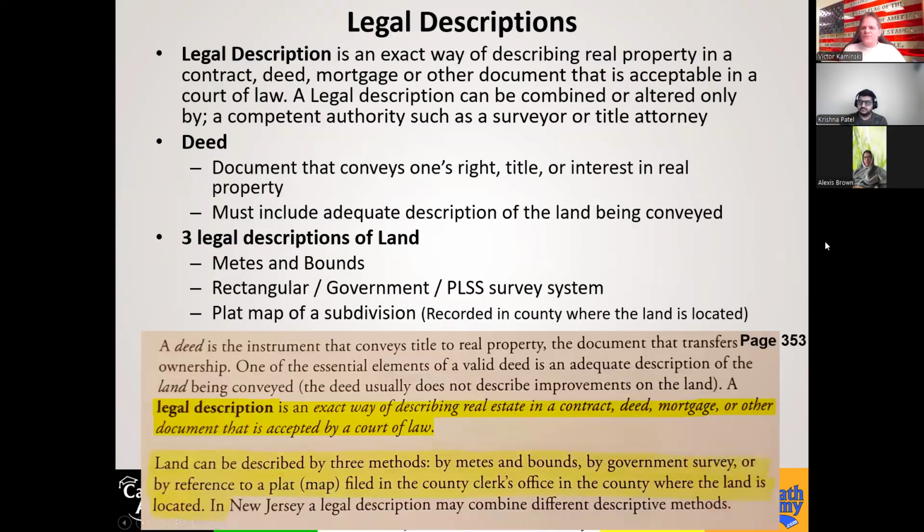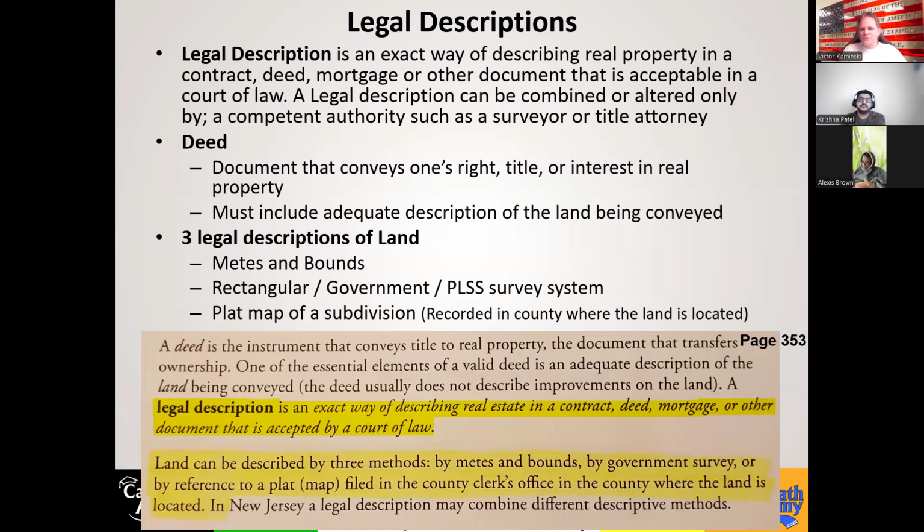All right, so let's start off with legal descriptions. It's an exact way of describing real property in a contract, deed, mortgage, or other document that's acceptable in a court of law. A legal description can be combined or altered only by a competent authority such as a surveyor or a title attorney. The deed is the document to convey one's right, title, or interest in real property, and it must include an adequate description of the land that's being conveyed.